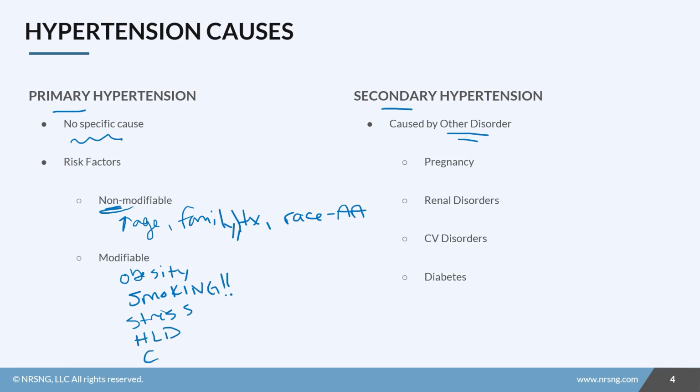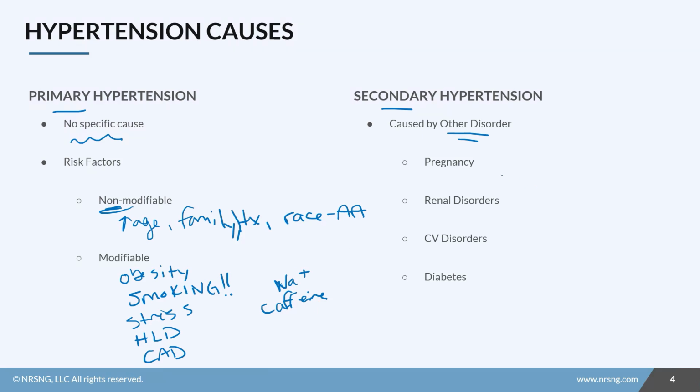Hyperlipidemia, coronary artery disease, or atherosclerosis. Those are all things that can cause blood pressure to increase because the heart's pumping against those blocked or hardened vessels. And then dietary things like salt intake can increase water retention, or caffeine intake, which causes vasoconstriction. All those things can cause hypertension and put stress on the heart.